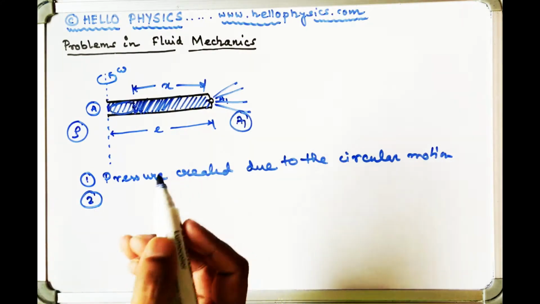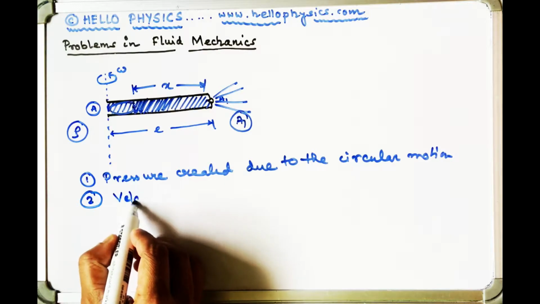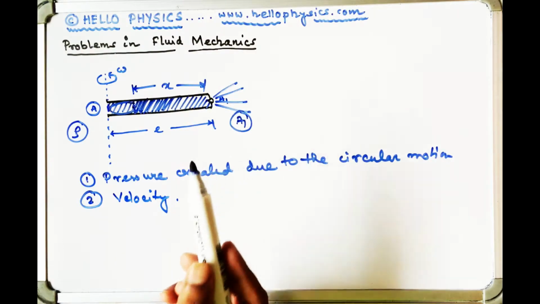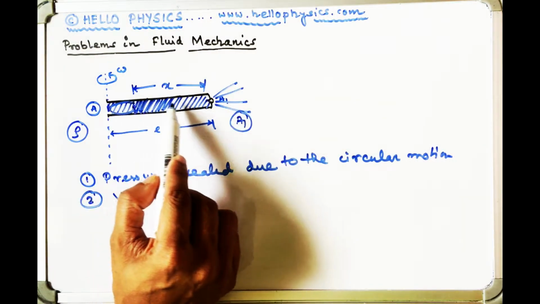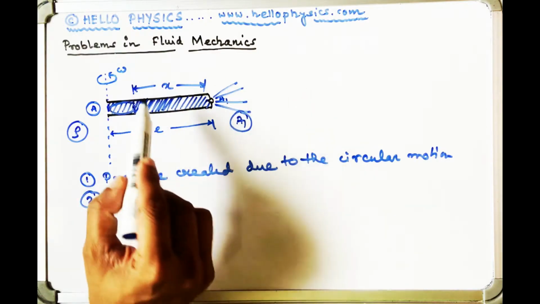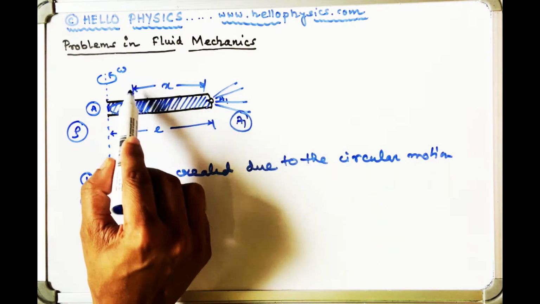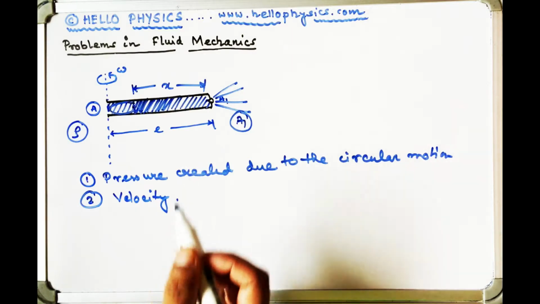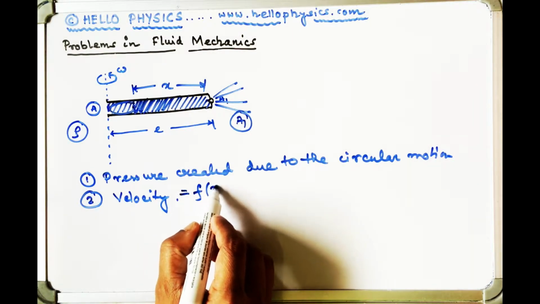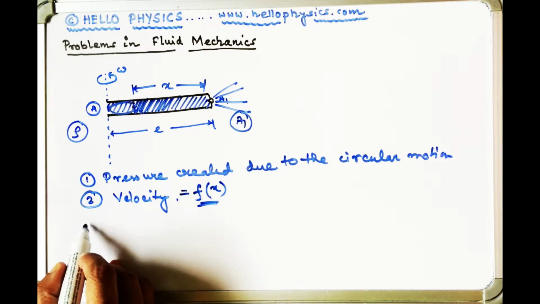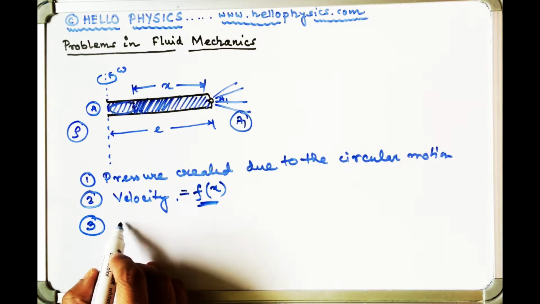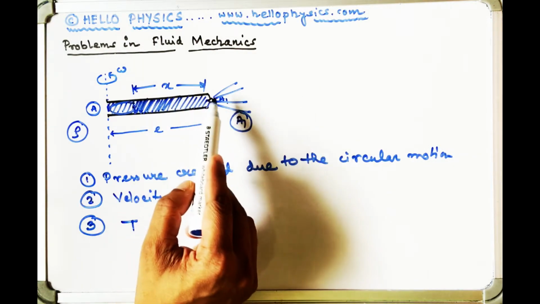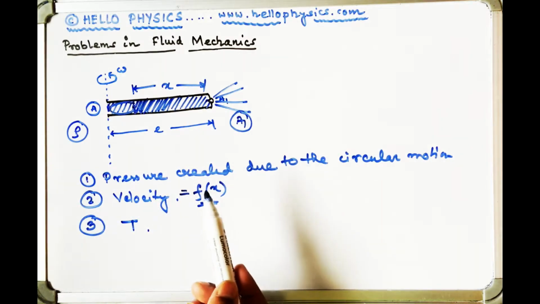The second part of the problem is, you have to find out the velocity with which the liquid would be coming out, and how the velocity varies as the liquid flows out. So when the length of the liquid inside the pipe is equal to x, you have to find out velocity as a function of x. And finally, the third part of the problem is, you have to find out the time taken for this liquid to completely come out of this pipe. So there are three parts to this problem.